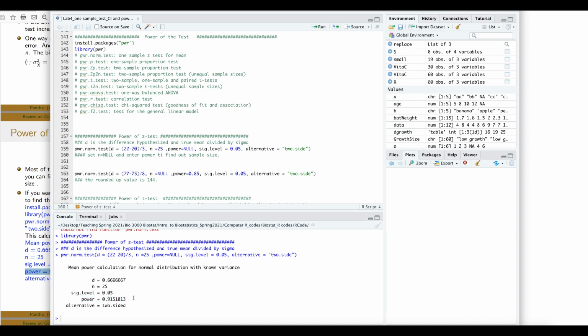Now, suppose you want to find the size of the sample needed to maintain a certain power. How do you do that?